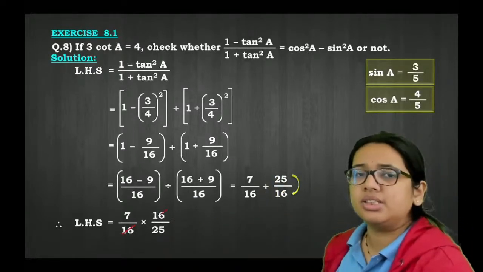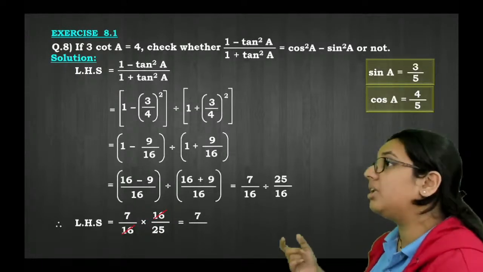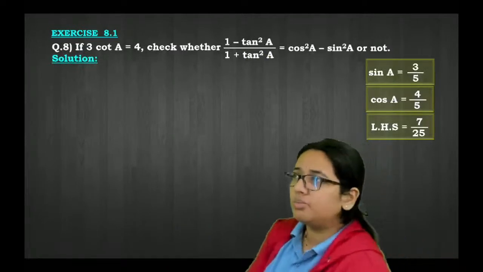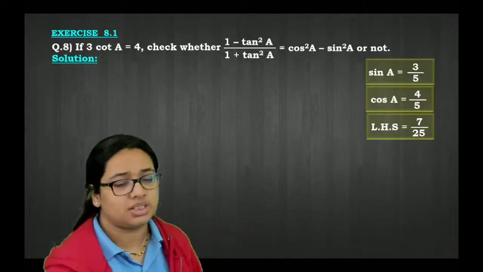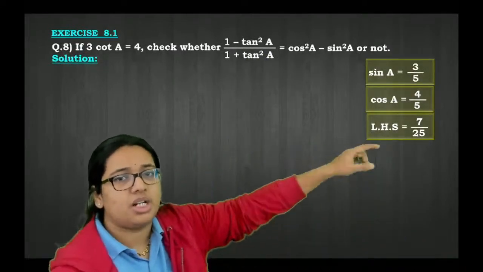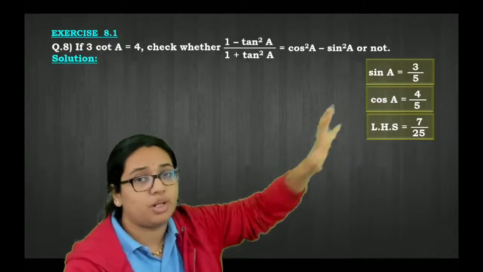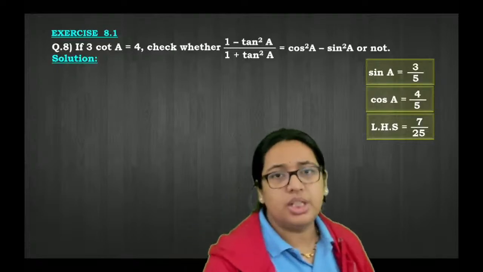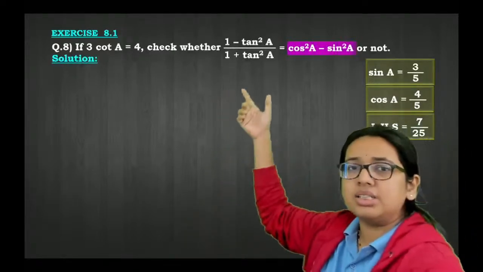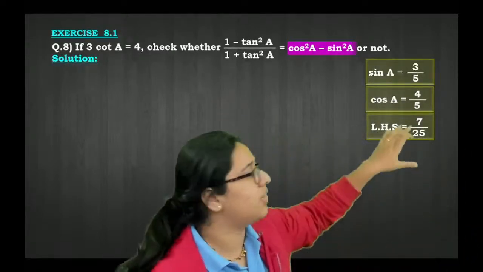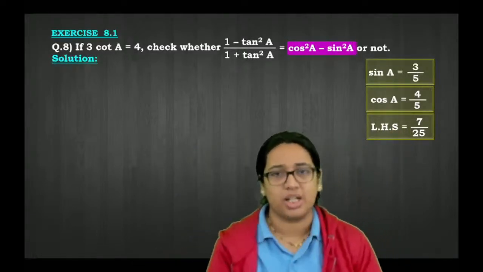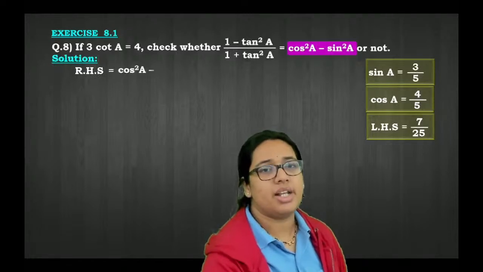So that 16 will get cancelled, and the single value for the LHS, the bigger expression (1 minus tan² A) upon (1 plus tan² A), it will be 17 upon 20. Sorry, 7 upon 25. Now, what will you do? Just start with the RHS. If the value of the RHS also comes out to be 7 upon 25, then we can say that the given statement is the correct one. So we'll just start with the RHS.